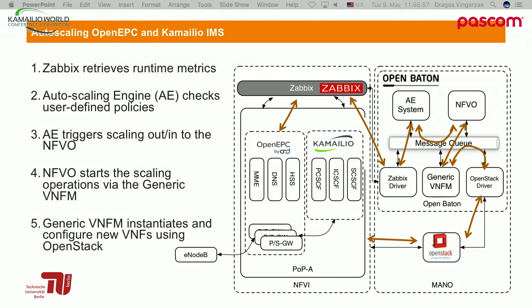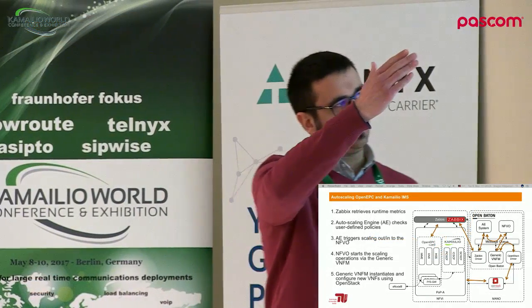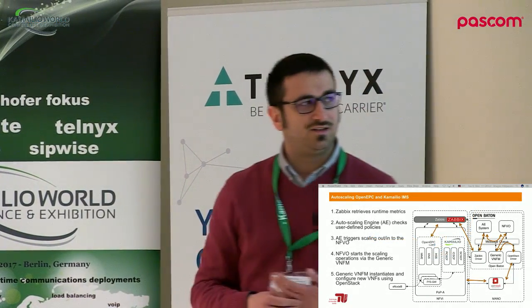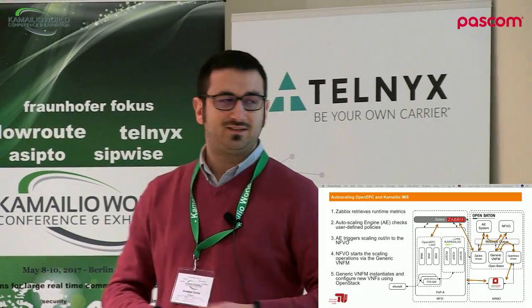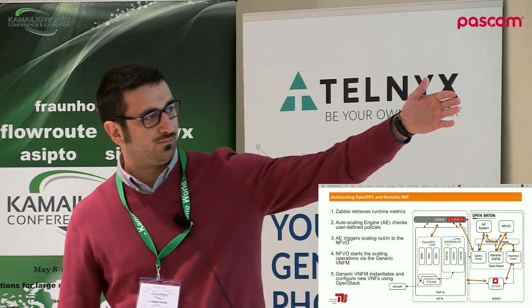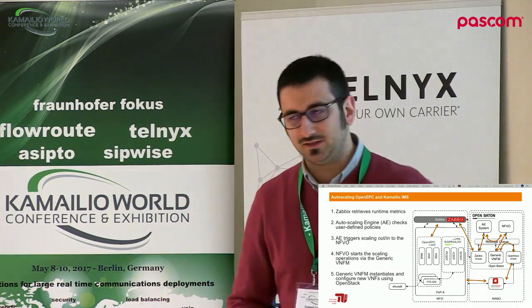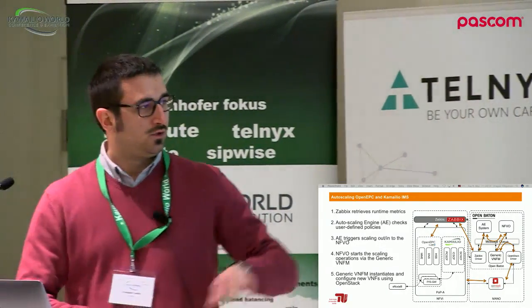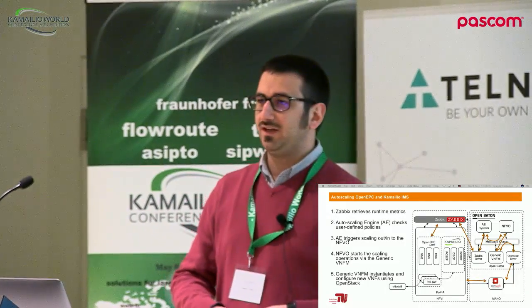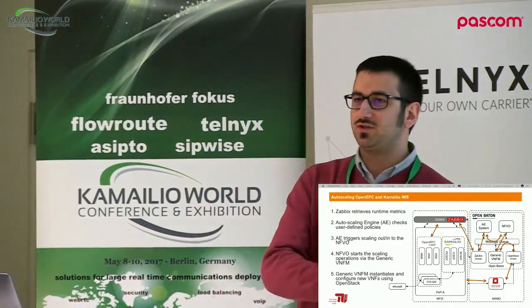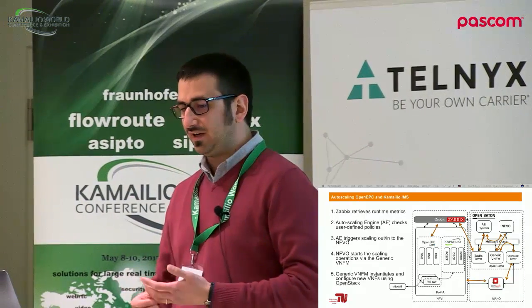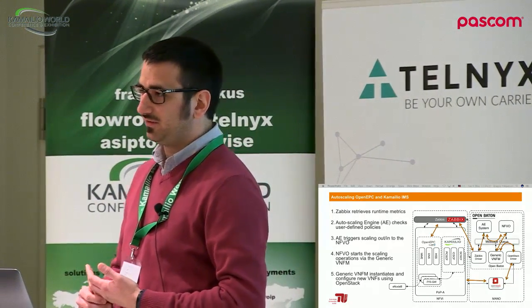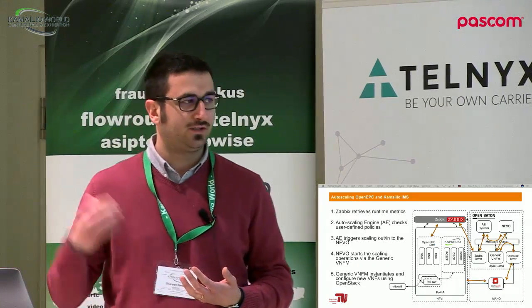For instance, when there is an increasing number of users, an increasing number of subscribers, the idea is that the auto-scaling engine triggers a scale-out action so that a new instance of, for instance, a PDN gateway or serving gateway, or even a new P-CSCF will be instantiated on demand, no matter whether it is on OpenStack or what the location is where you want to deploy. So this is an ideal proof of concept that we are developing together.